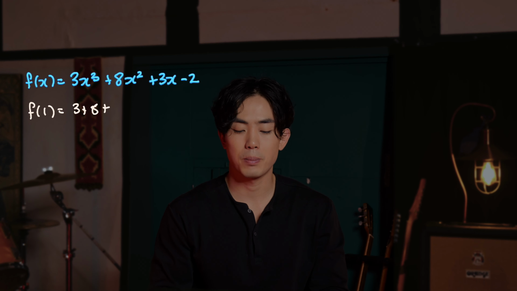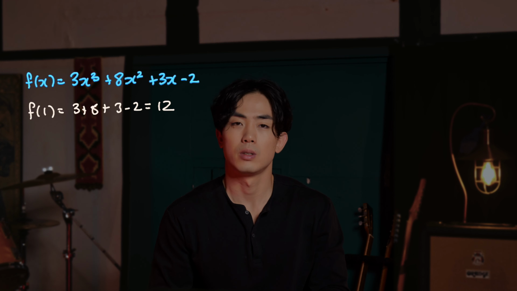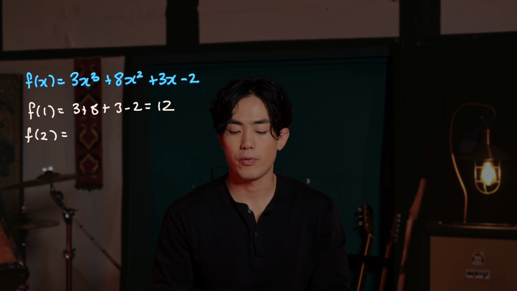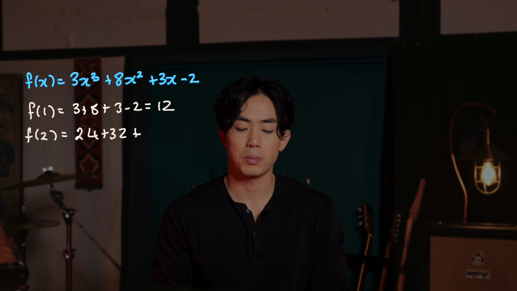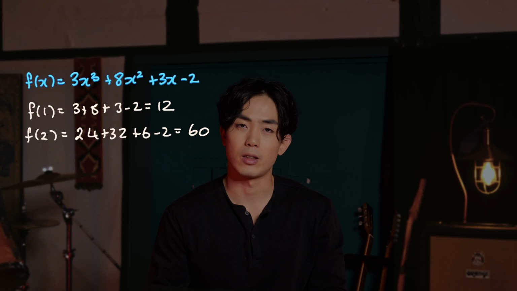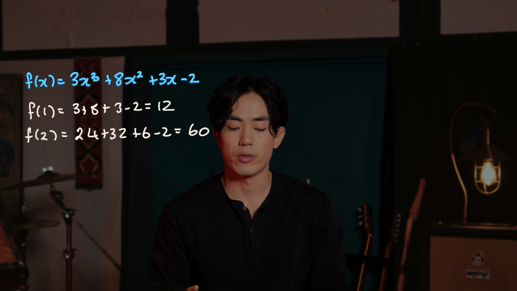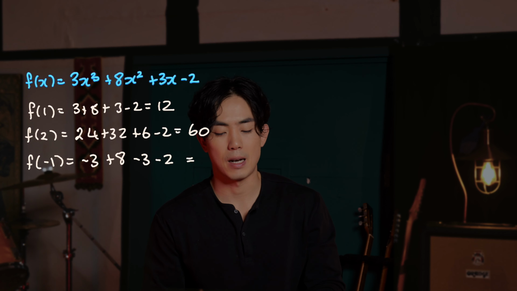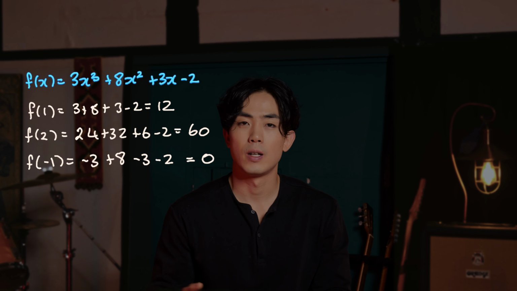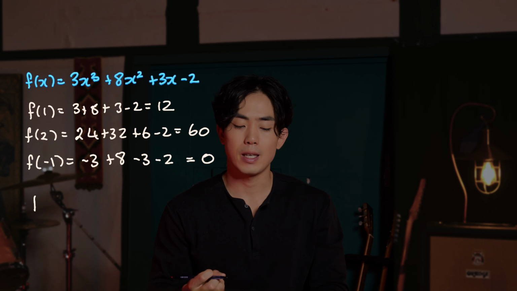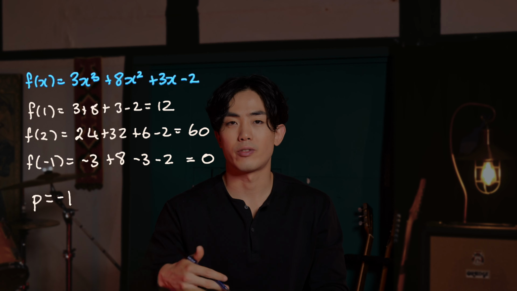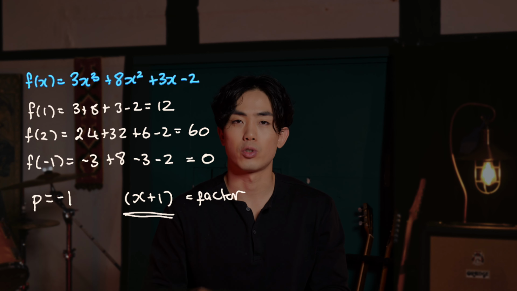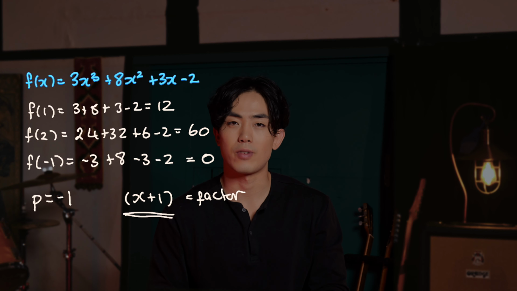If I do that, I get 3 plus 8 plus 3 minus 2, which is 12. We know that 1 is not going to be a factor. Let's plug in f of 2. Same thing, I get 24 plus 32 plus 6 minus 2, which is 60, once again not a factor. Let's now go for f of minus 1. That will result in minus 3 plus 8 minus 3 minus 2, and that actually comes out to 0. What does that mean? Well, it means that our p is minus 1, and therefore, going back to the original definition, x plus 1 is a factor of this original cubic function. We found one of the linear factors.